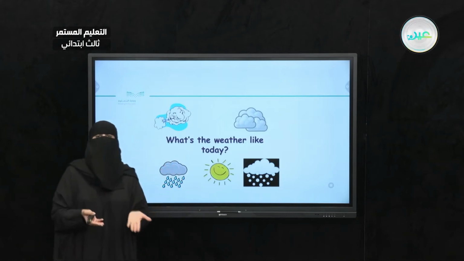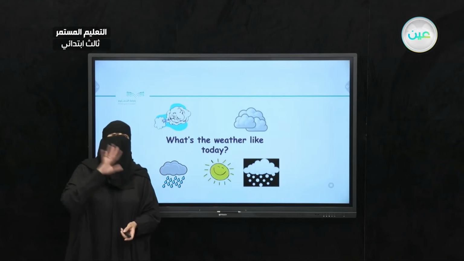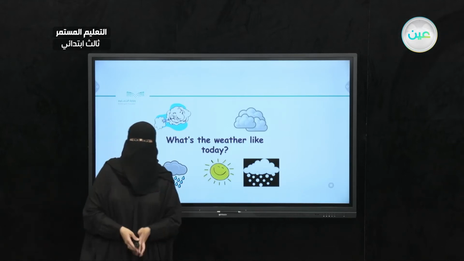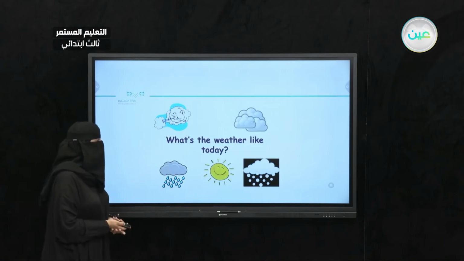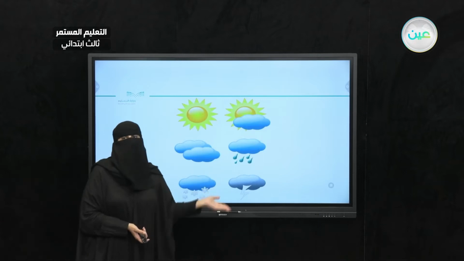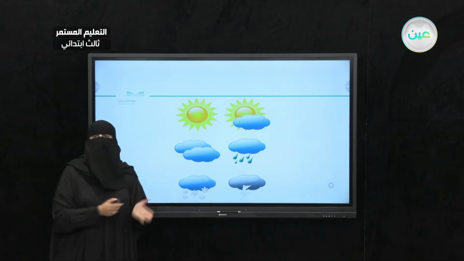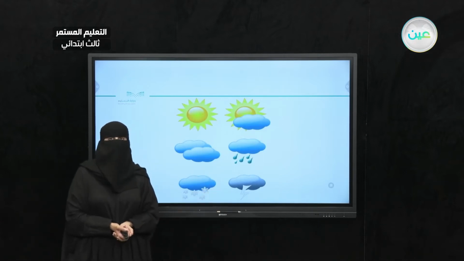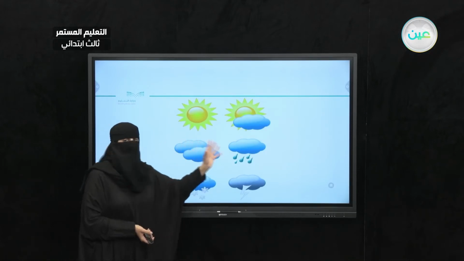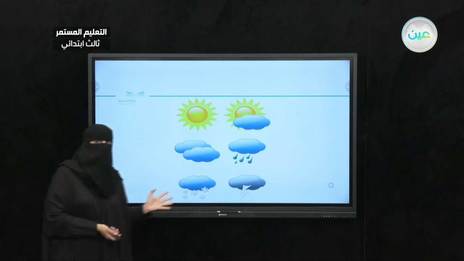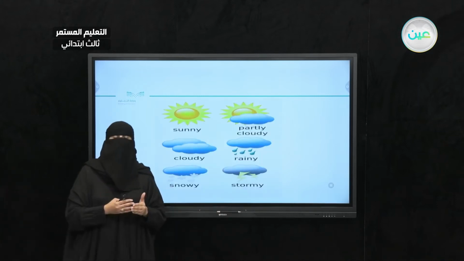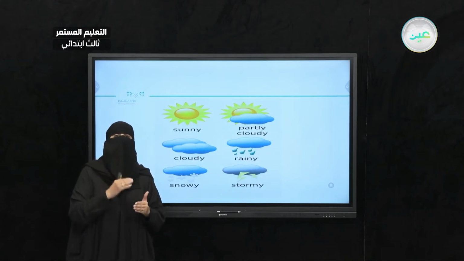If I ask you, my dear student, living in different cities, you will give me different answers to this question. What's the weather like today? As you can see here, I have 6 different weathers, right? But no names. I can see sun shining, some clouds, rain, thunder.